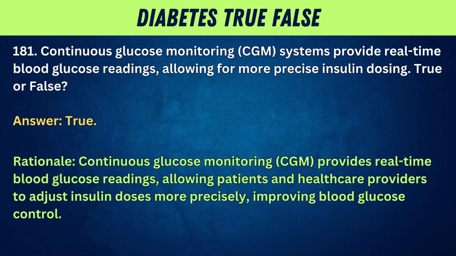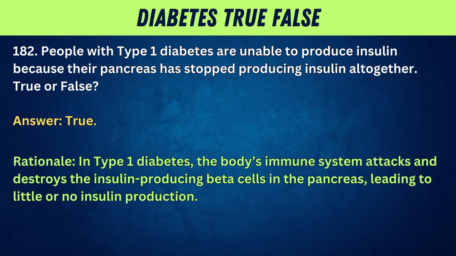181. Continuous glucose monitoring, CGM, systems provide real-time blood glucose readings, allowing for more precise insulin dosing. True or false? Answer: true. Rationale: continuous glucose monitoring, CGM, provides real-time blood glucose readings, allowing patients and healthcare providers to adjust insulin doses more precisely, improving blood glucose control.